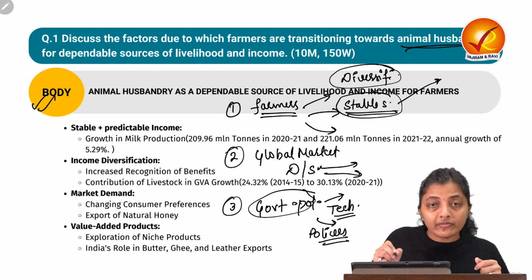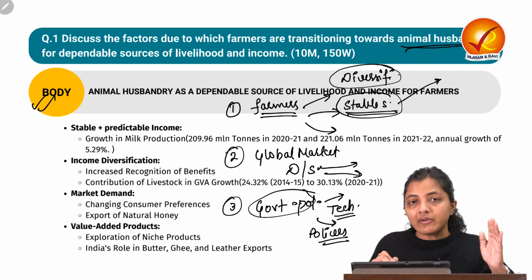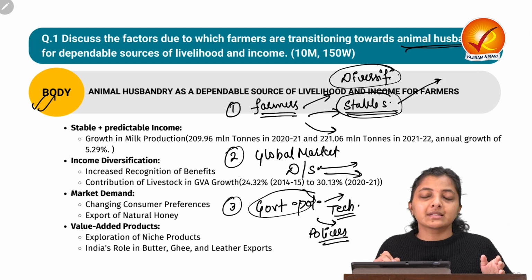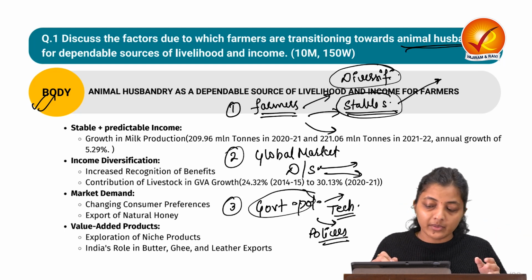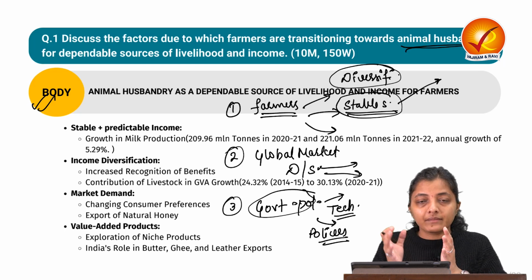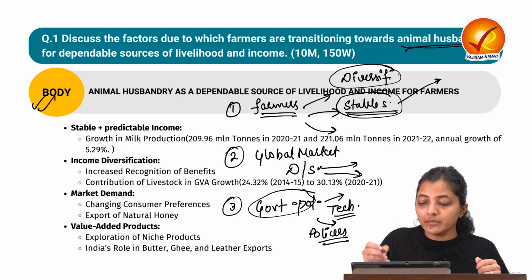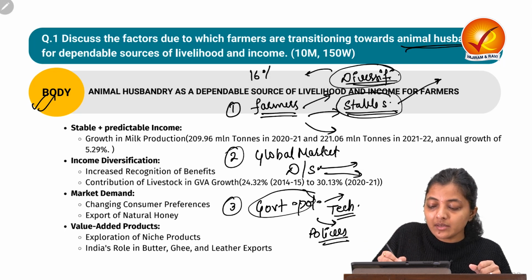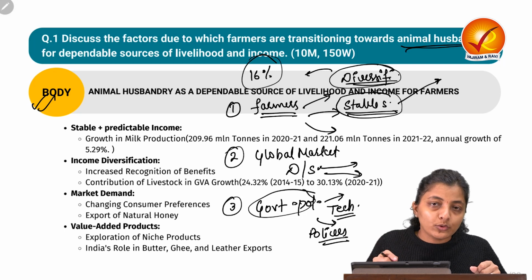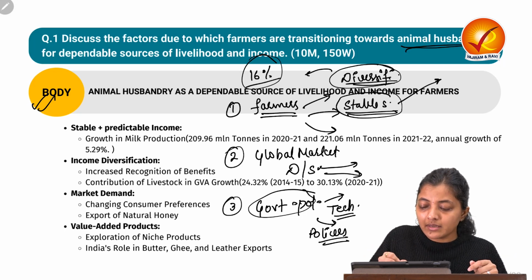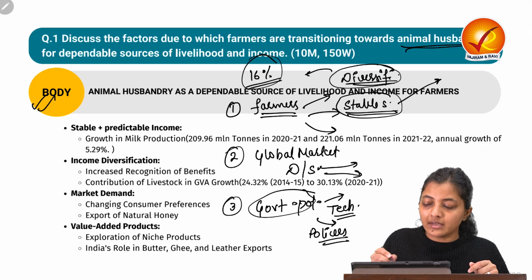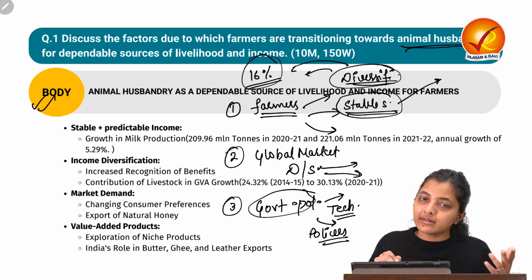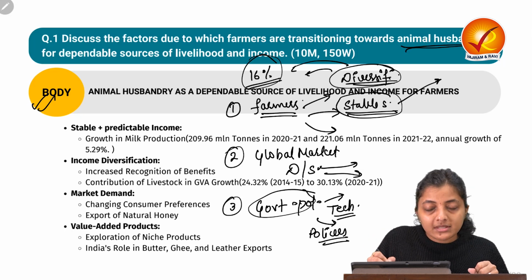Next is about diversified source of income. See, the farmers have not taken the complete transition from the crop production to the livestock farming. Instead, they are making some proportion of their income from the animal husbandry. Like approximately 16% of the rural households, small and marginal farmers, approximately 16% of their income is coming from the animal husbandry, and the rest is from the other sources as well. So yes, for the farmers there is a diversified source of income as well.